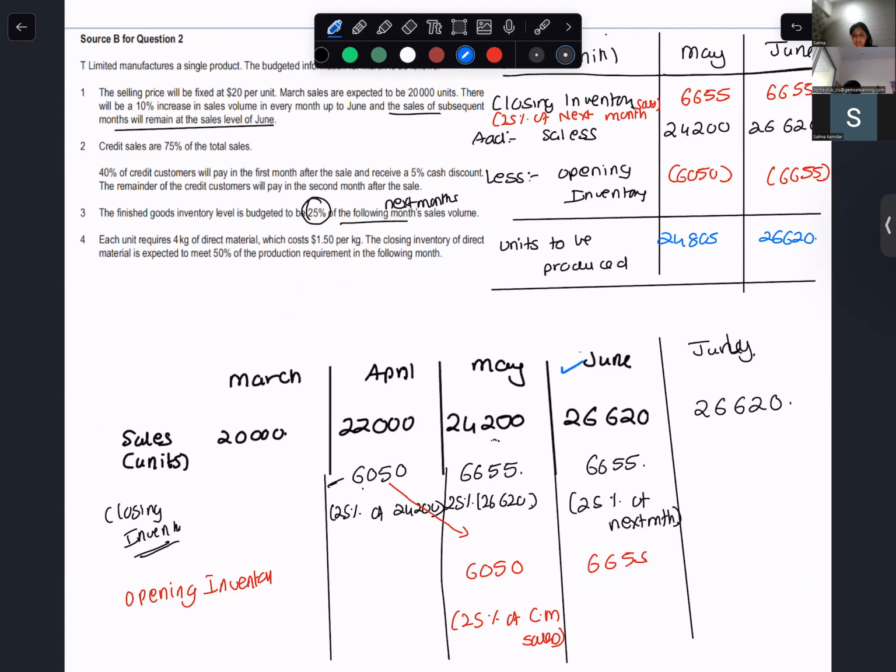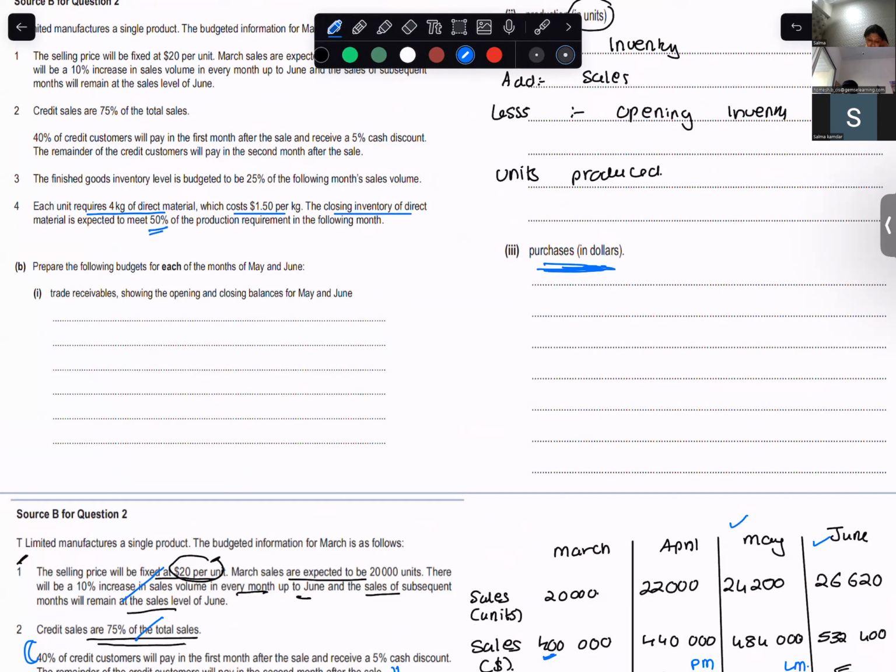Okay. Are you with me? Now what have they asked us to make? After this, they've asked us to make the purchase budget, and the purchase budget should be in dollars. Let's see what information they've given about purchase. Each unit requires 4 kgs of direct material, which is costing 1.50 per kg. Closing inventory of the direct material is 50% of the production requirement in the following month.